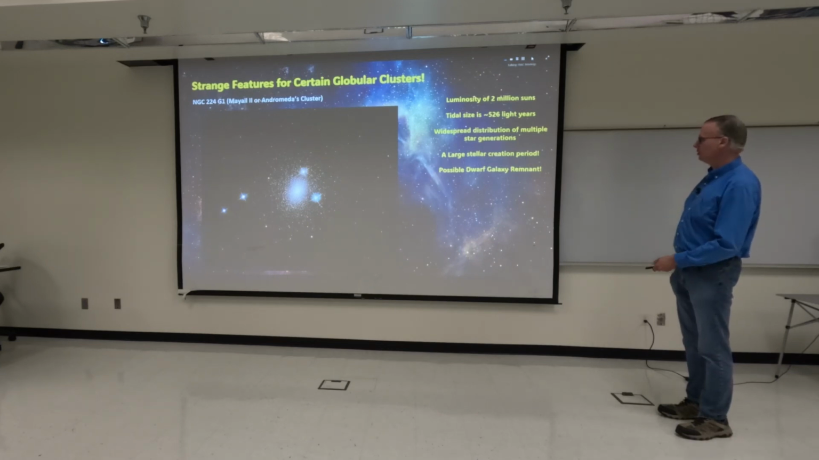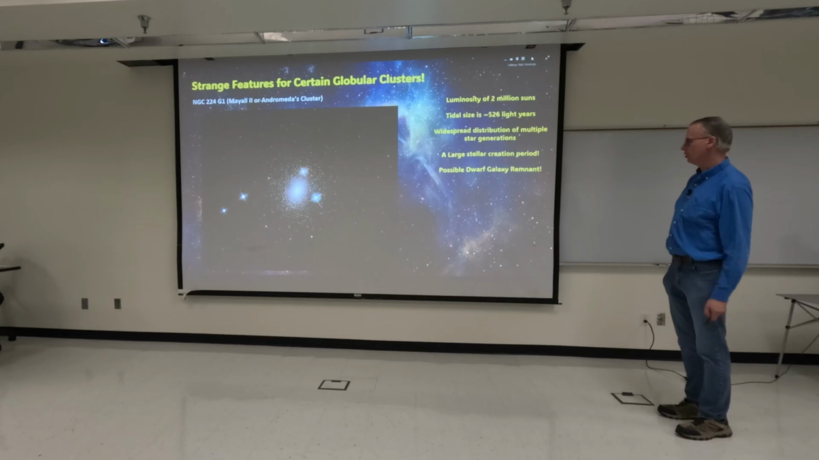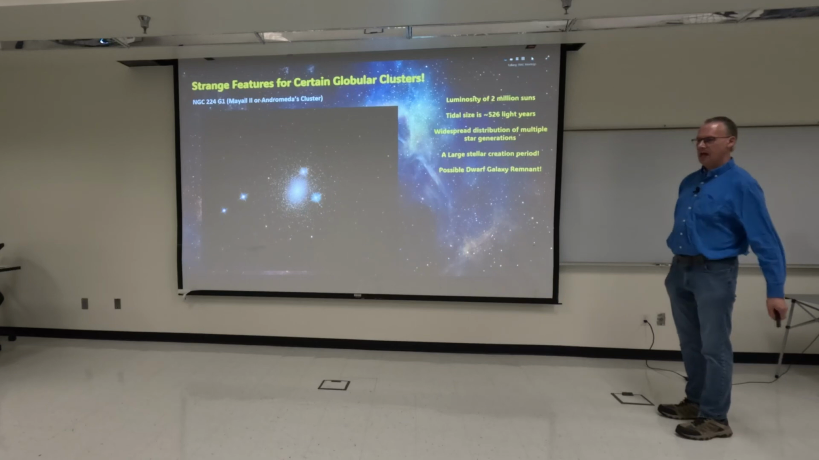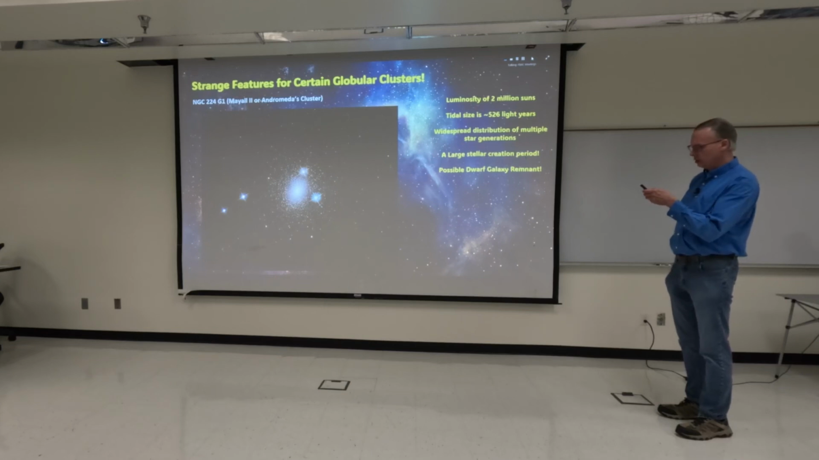And it has a wide range distribution of multiple star generations. Usually there's actually a 3rd generation of stars. So even though it may look like a globular cluster, it probably is a remnant dwarf galaxy. So it's somewhat been cannibalized by the Andromeda galaxy. And it's had a large stellar creation period, about 1 billion years longer than the 2 billion year period of globular clusters, not only in our galaxy, but what we see in other galaxies.